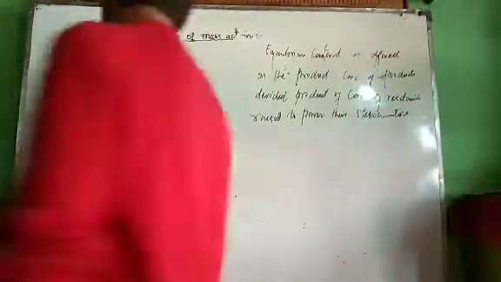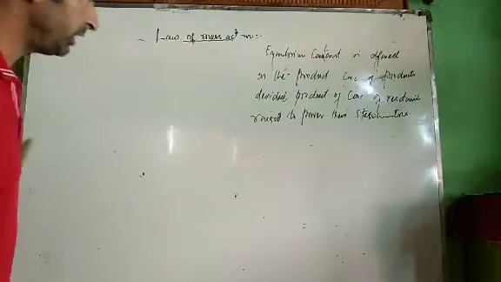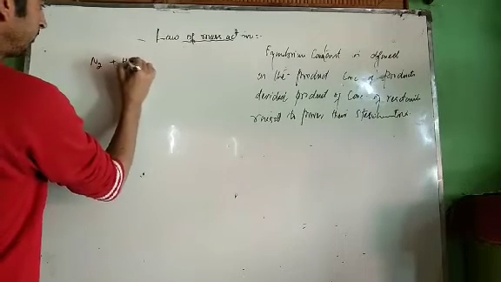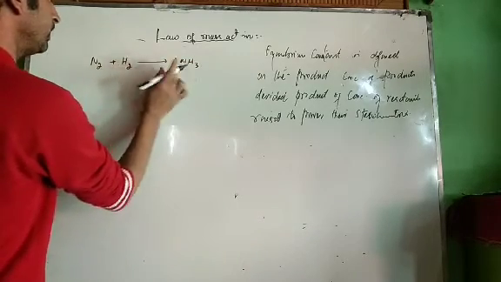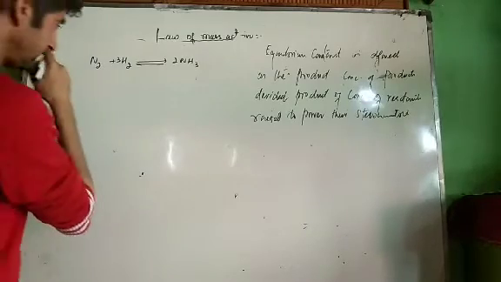Now it will become easy for us to determine the equilibrium constant of any reaction. Let us consider a reaction: nitrogen plus hydrogen gives 2 times ammonia. First, you have to balance the equation. Now determine the equilibrium constant for this reaction.